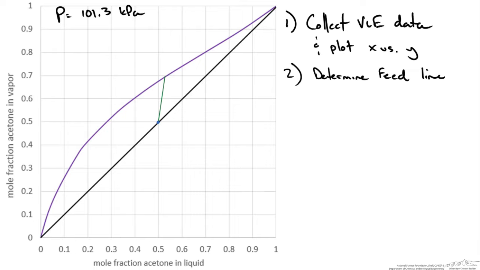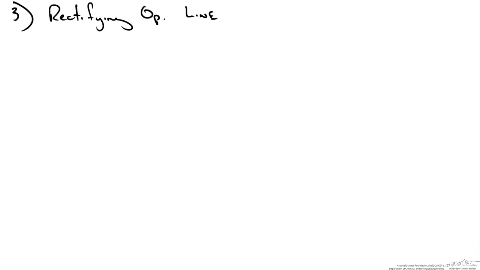We can start working on our rectifying operating line. So our rectifying line has the equation y equals L over V, L being the liquid flow rate and V being the vapor flow rate in this section, times X, the liquid mole fraction, plus D, the distillate flow rate, over V times XD, which is the liquid mole fraction of our distillate.